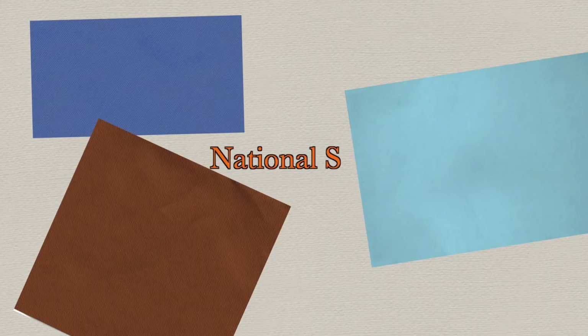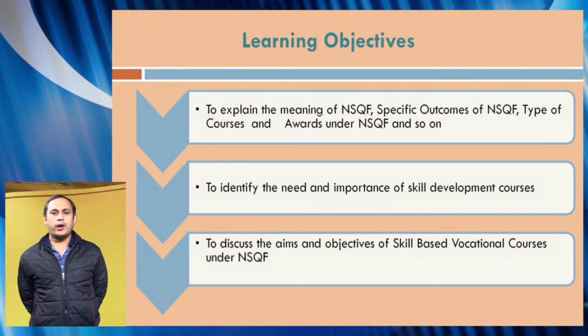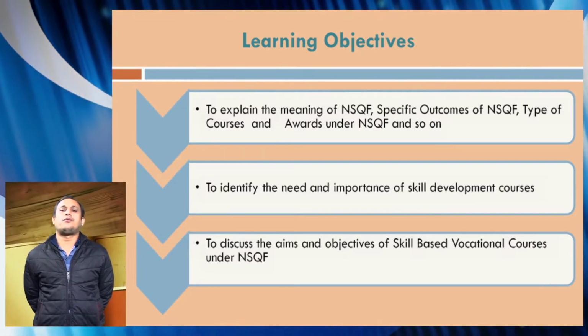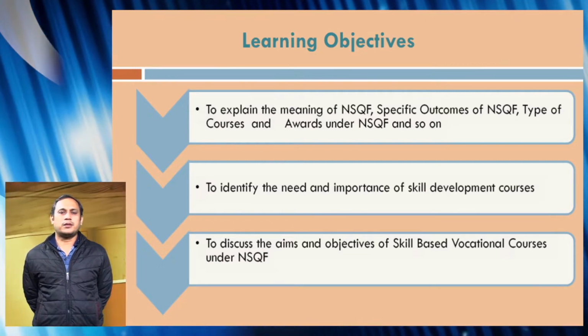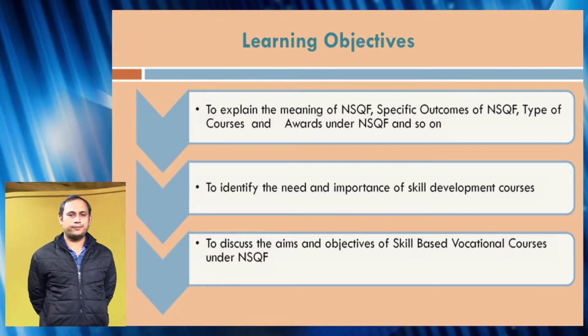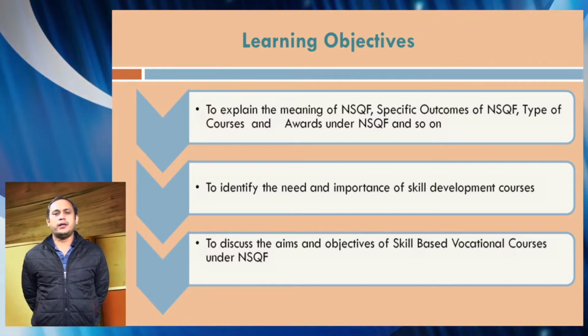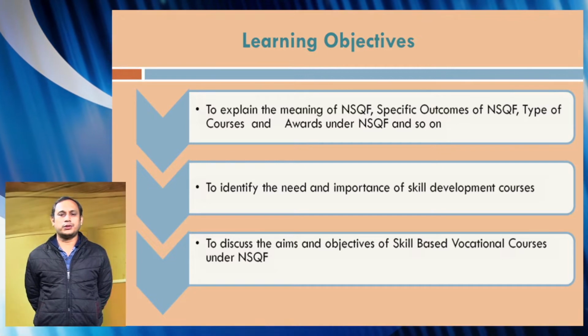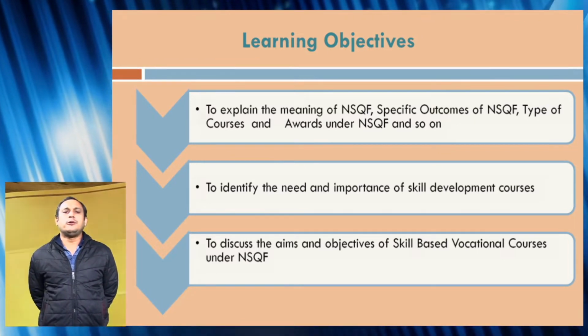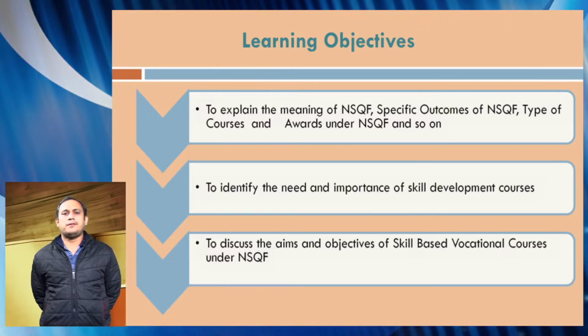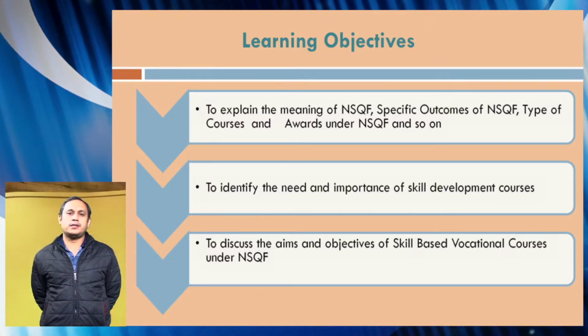In the previous modules, we have discussed the basic understanding of skill and skill development. In this module, we shall discuss the National Skill Qualification Framework as a whole. Main objectives of this module are to explain the meaning of NSQF, specific outcomes of NSQF, type of courses and award under NSQF, and so on. Then, to identify the need and importance of skill development courses.